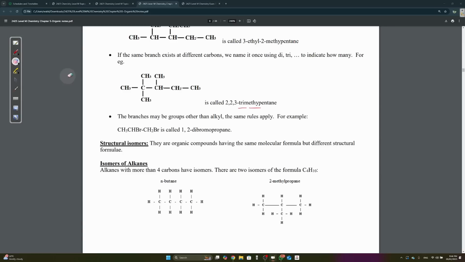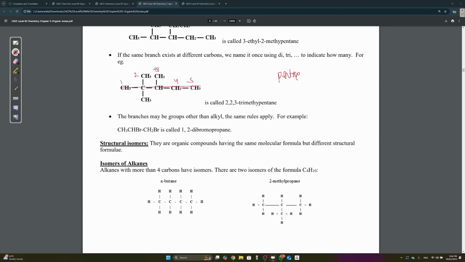Trimethylpentane. Why? Again, let's follow our rules. What do we know? Take the longest chain. 5 carbons, it's pentane. Let's see our branches. Here we have a branch on the second. 1, 2, 3, 4, 5. If you count from the right, it's going to be 3, 4, and we don't want that.